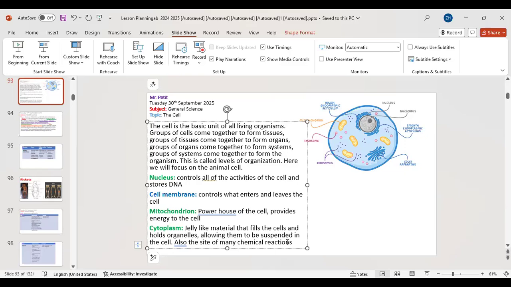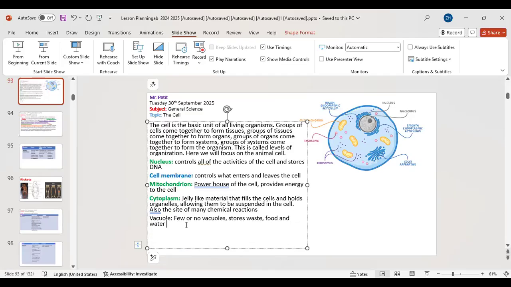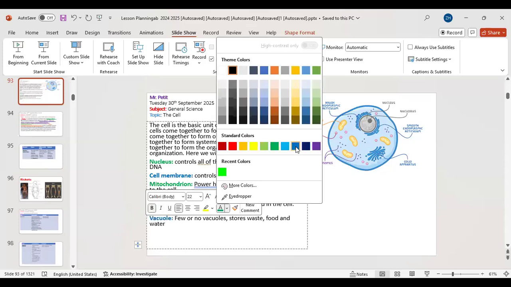Okay. So we have nucleus, cell membrane, mitochondrion, the vacuole. Animal cells have few or no vacuoles. It's there to store waste, food, and water. But not all cells have it.